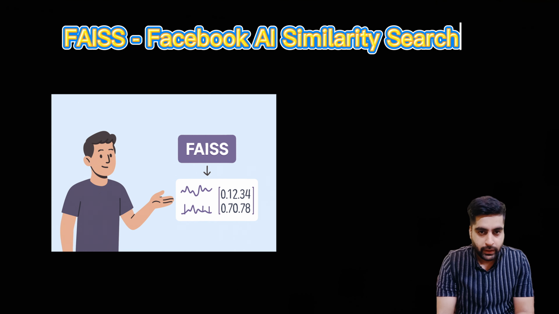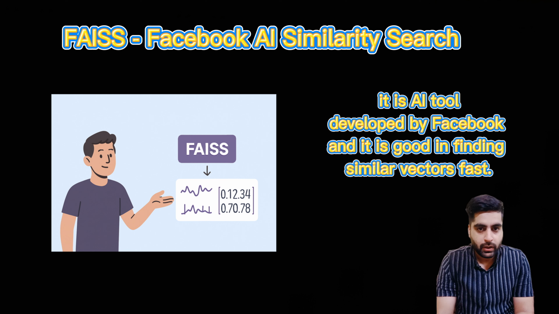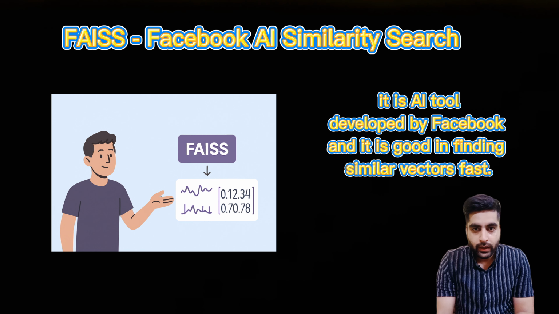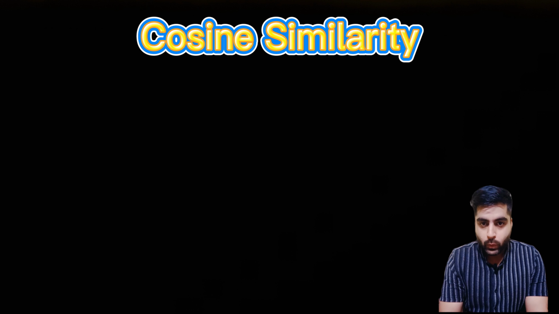Now we have got the embeddings, and the question that comes into our mind is, if we have a huge number of records, how can we find similar vectors? So here Facebook AI Similarity Search comes into the picture, where we can find similar kinds of vectors in an easy way. It is an AI tool developed by Facebook to find similar vectors. But how does FAISS know which vector is closest? For this, it uses cosine similarity.